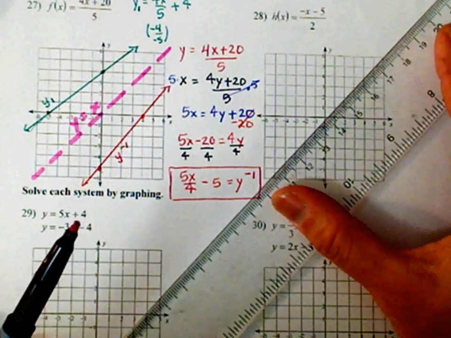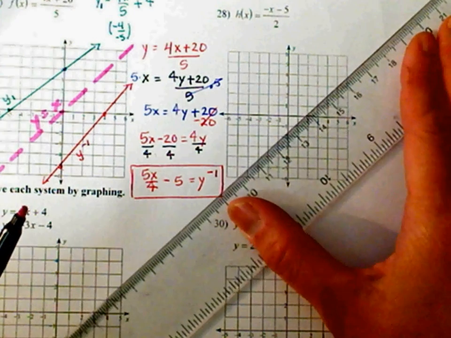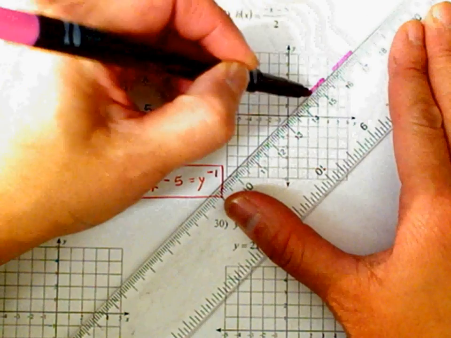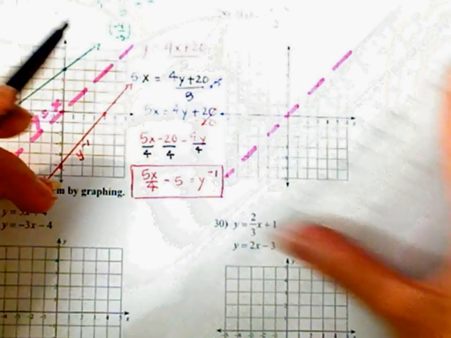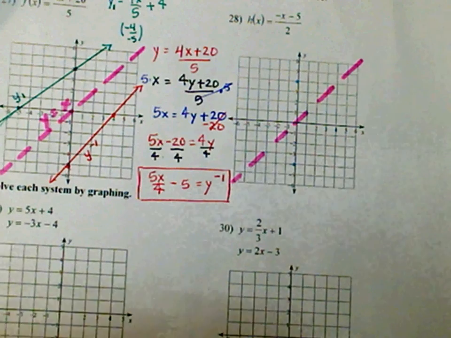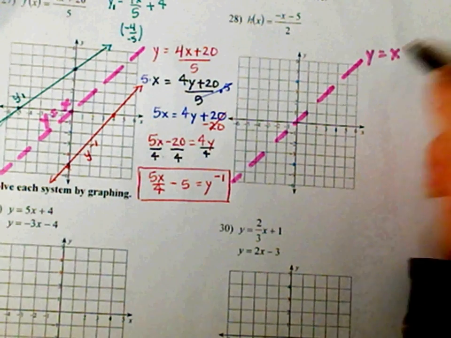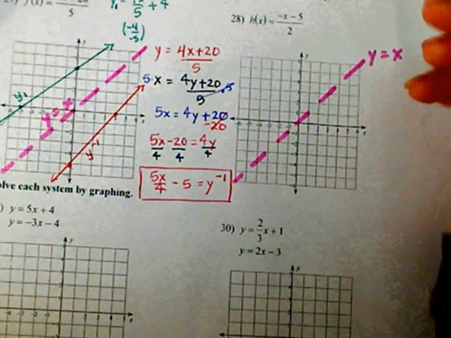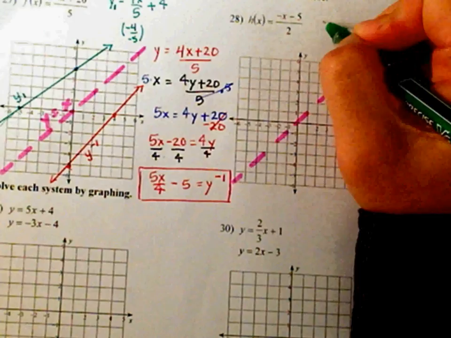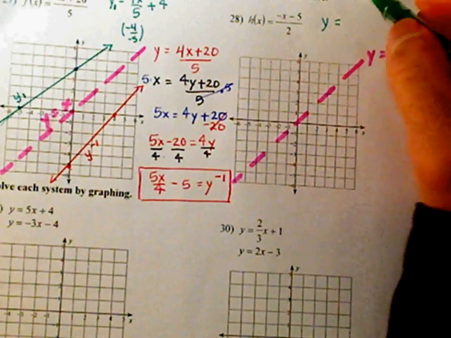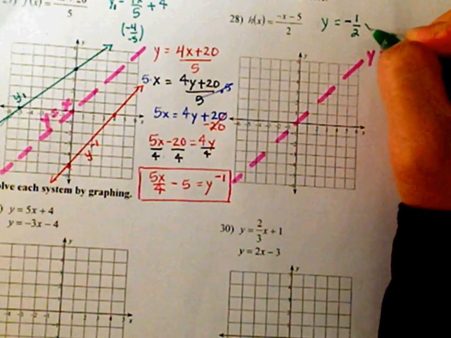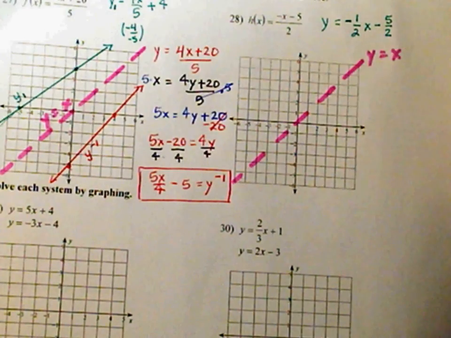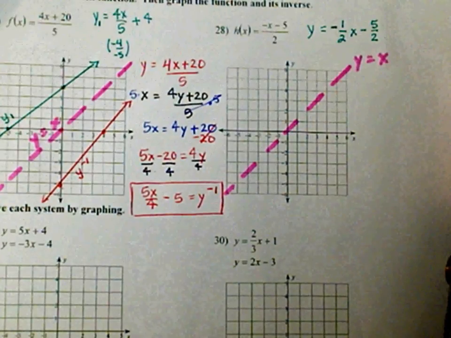I'm going to go ahead on number 28 and draw my line, y equals x, just so you guys can see. But this line you don't have to draw. This is just to show you what is taking place. Okay. And this is the y equals x line. All right. Here's my original. I'm going to write it as a y equal, and I'm going to separate the two. Negative 1 over 2x minus 5 over 2. So there I have my function.